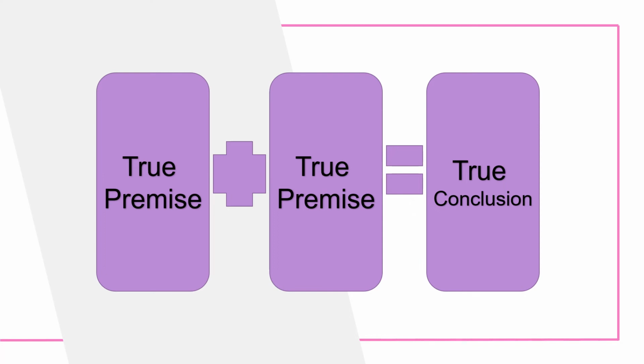So if you have a true premise supported by another true premise, it is definite that you're going to get a true conclusion. That is what makes it different from an inductive argument. Just now we discussed that with an inductive argument, you have a true premise plus a true premise, but only the probability of having a true conclusion. When it comes to deductive, it is valid, true.